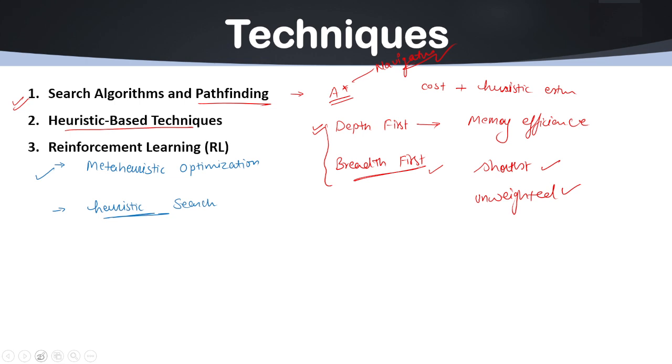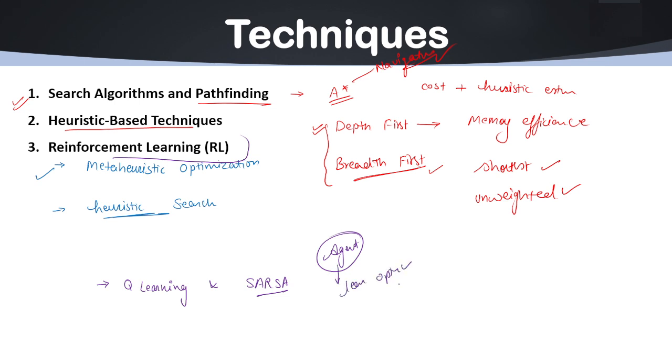The third technique that we can use in rational agents is reinforcement learning. Under reinforcement learning, we have techniques like Q learning and SARSA. All right. These are popular reinforcement learning algorithms where agents learn optimal policies by updating value functions. This is very important. They can ask in the examination how agents learn the optimal policies. So you should note that they learn optimal policies by updating value functions based on their actions and rewards.